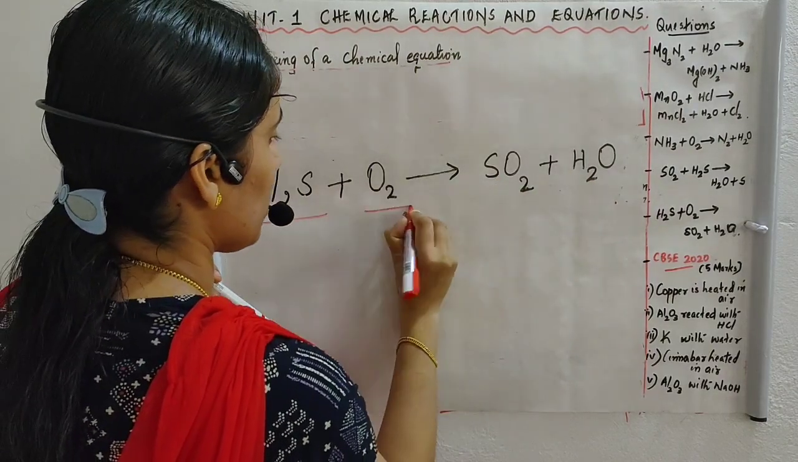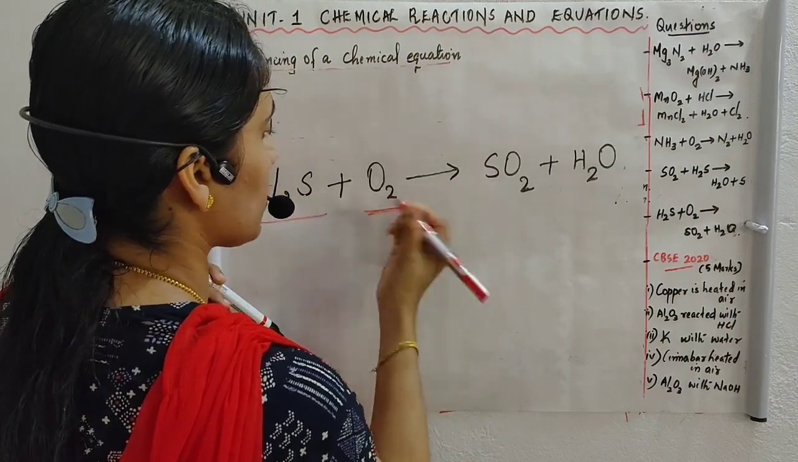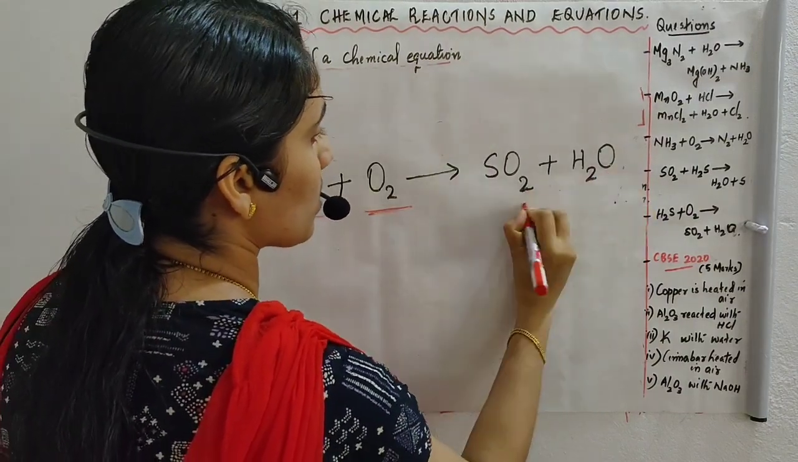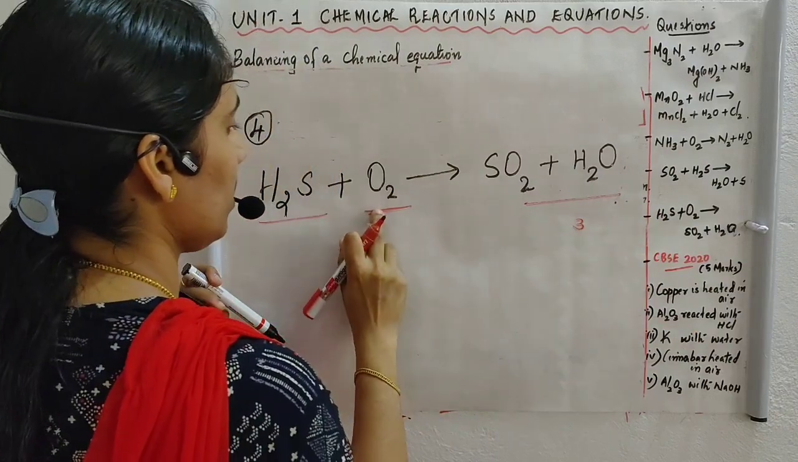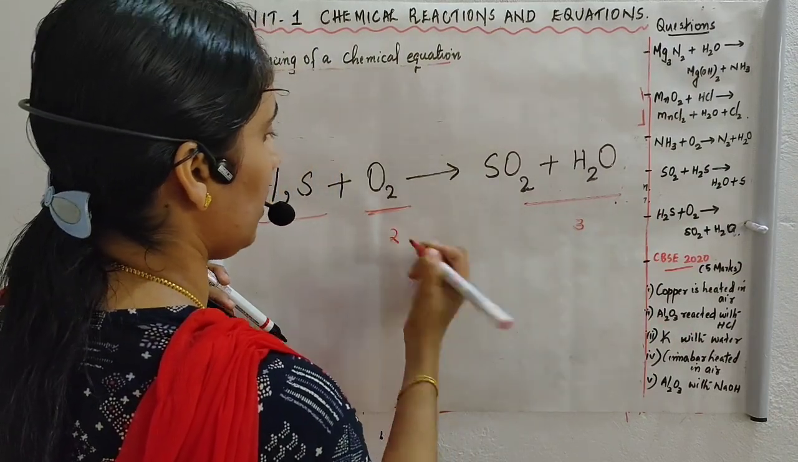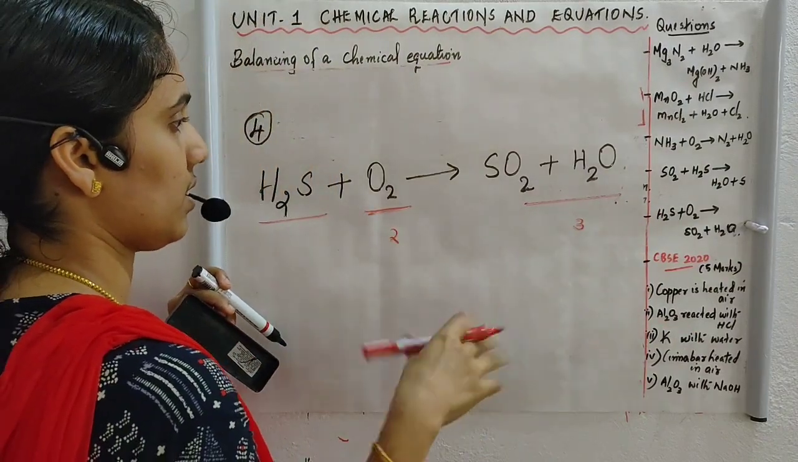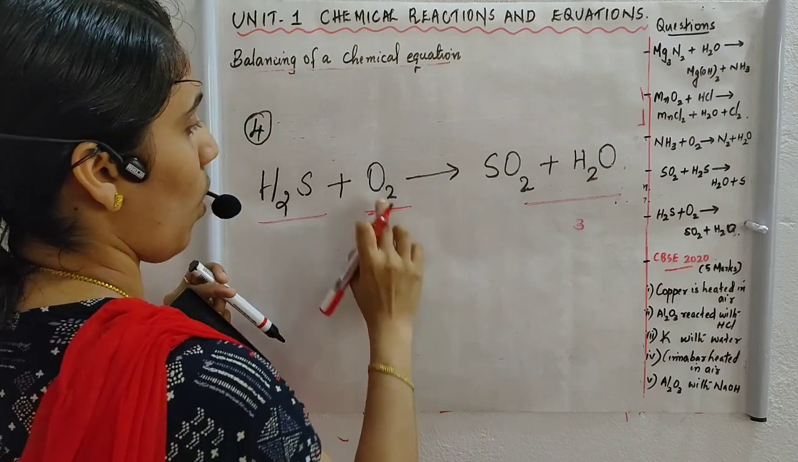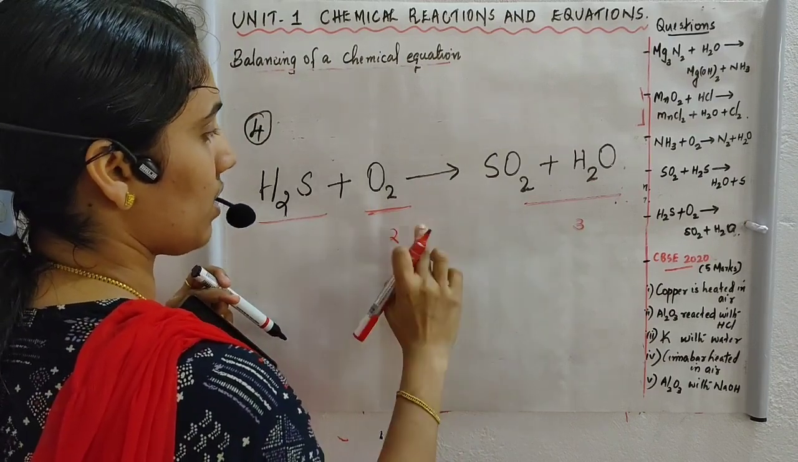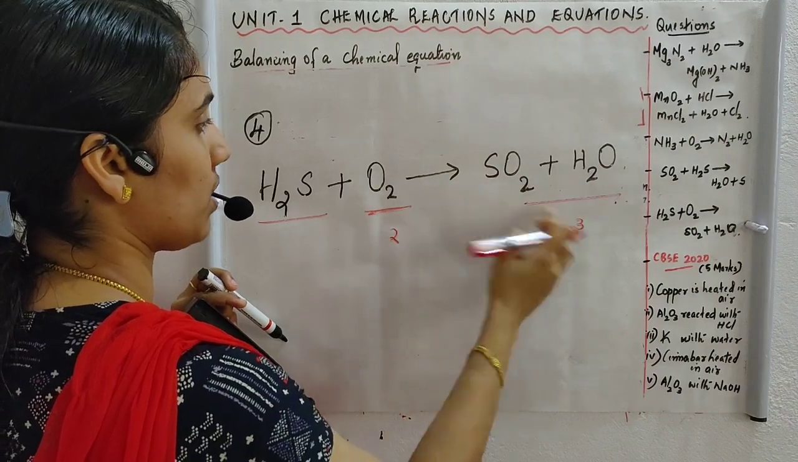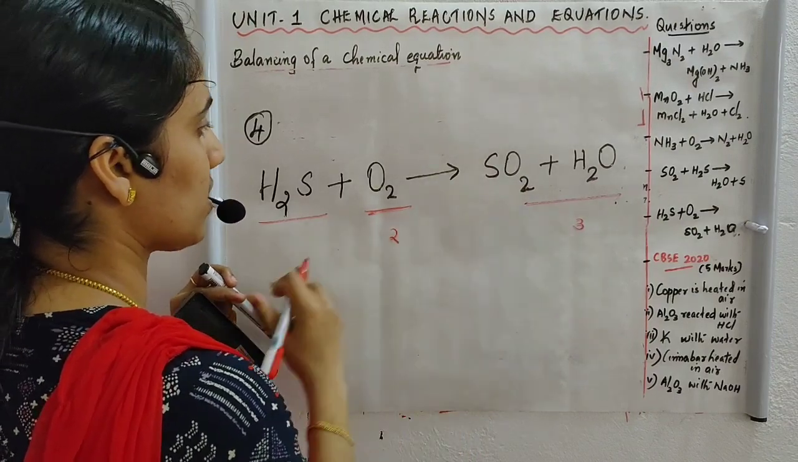So try with oxygen. Oxygen, this side it is 2, and this side it is 3. Here 2 and here it is 3. So better to make it 6. Such a way you just try. Oxygen number 2 I can make it 4, but 3 I cannot make it 4. So try to make it 6.